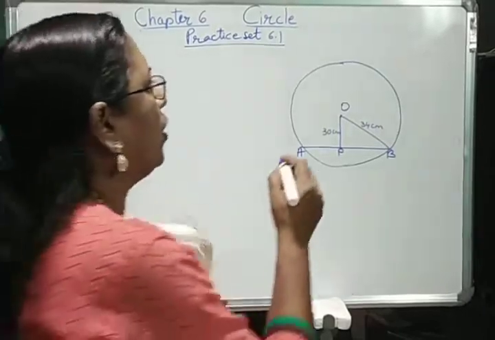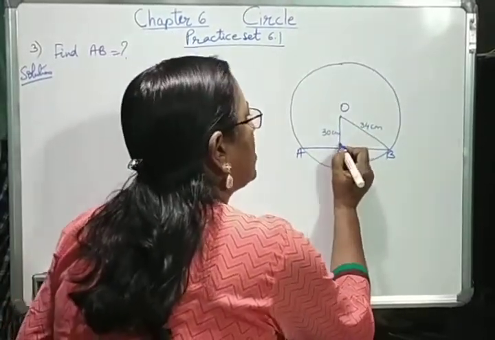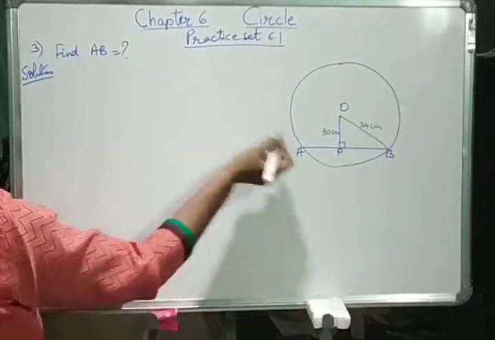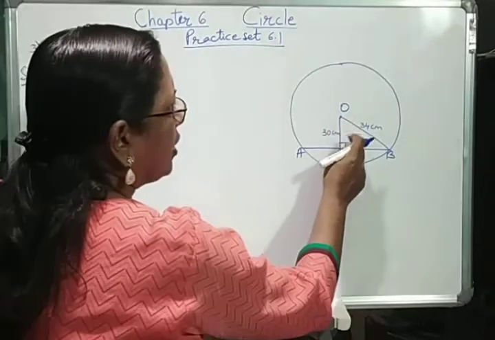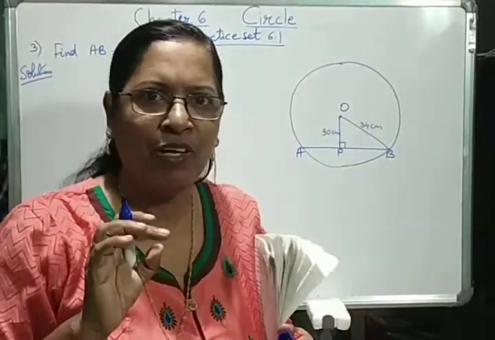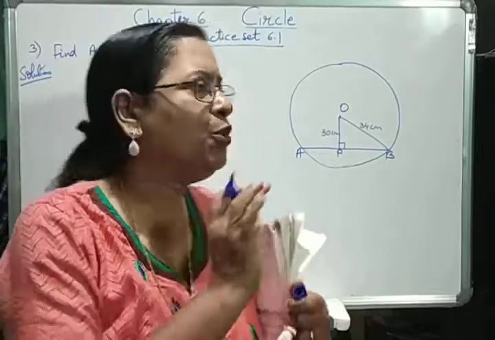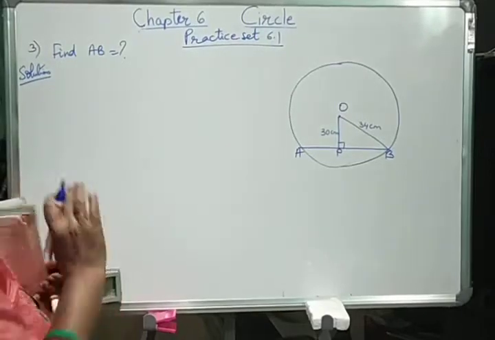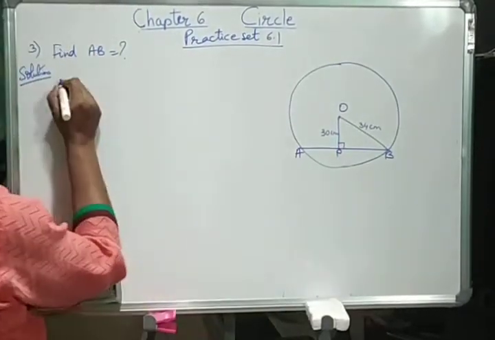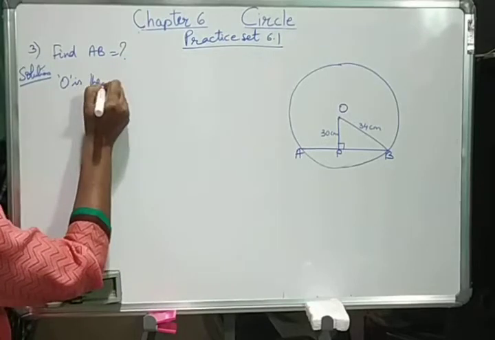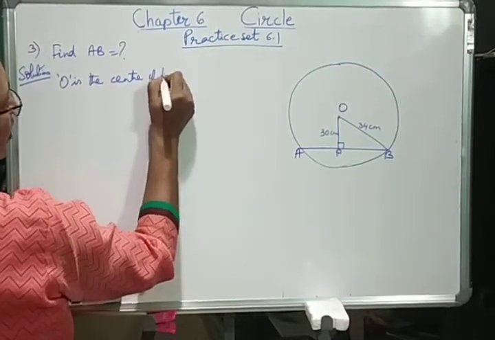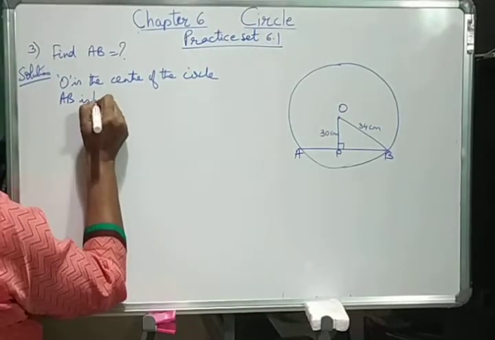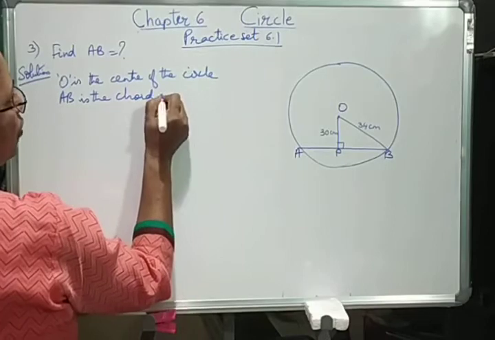Now how to find? Whenever that OP value is given, that means it's already perpendicular. So first thing is, if you mention all these values in the same figure, then there is no need to write it here. But you have to specify. If you have not written, then you have to write it down. Now, I'll write down: O is the center of the circle. AB is the chord of the circle.